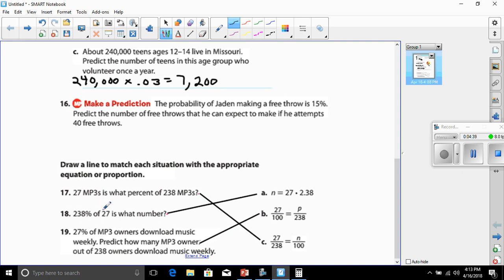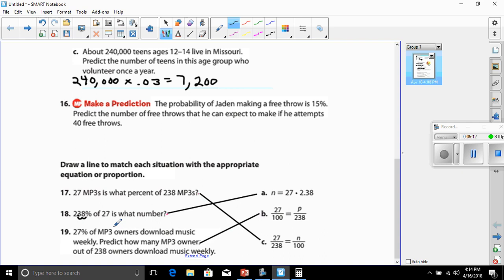238% is 27% of what number? Okay, is 238% of 27 what number? In this one, you see that we have to take our decimal over 2 spots and turn it into a regular decimal number instead of a percent. That's going to be 2.38 times 27.